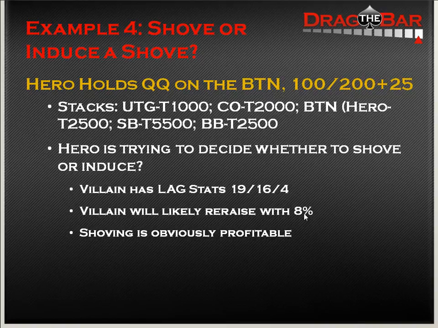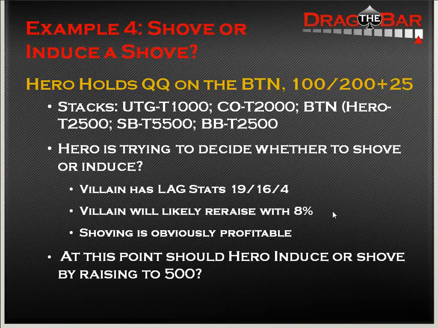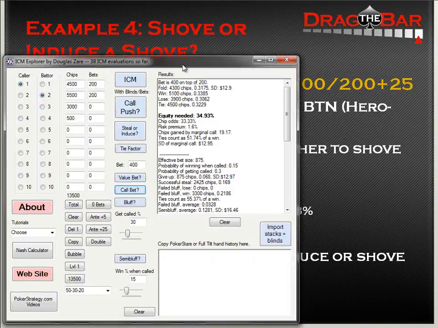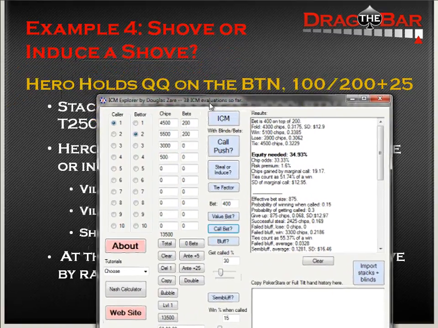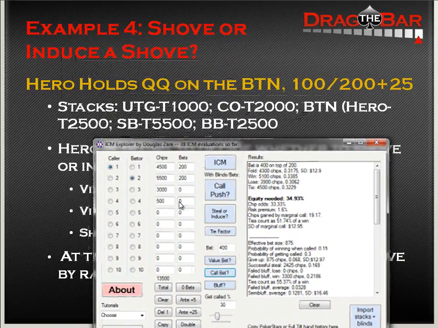And we know that shoving pocket queens from the button here is going to be highly profitable for about 10 big blinds. So the question is, is inducing more profitable? And that would be by Hero raising to 500 chips and hoping that the big blind would shove over him. So here, let's go ahead and put the stacks in.